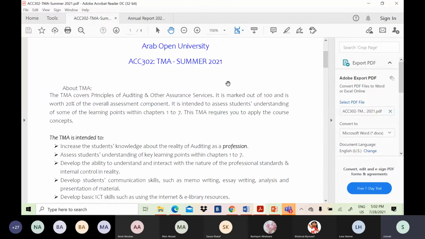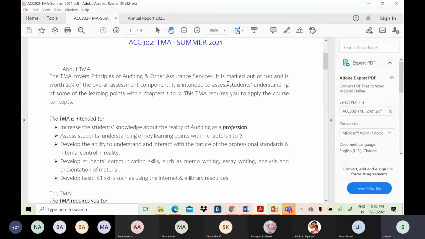First, he said, in this TMA, it covers the 7 chapters. And as we are going to see in the questions, for some questions the answer will be from chapter 1 or chapter 2 or chapter 3, or even you can find the last question from chapter 7.